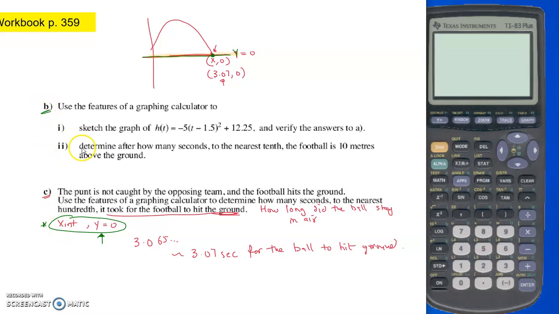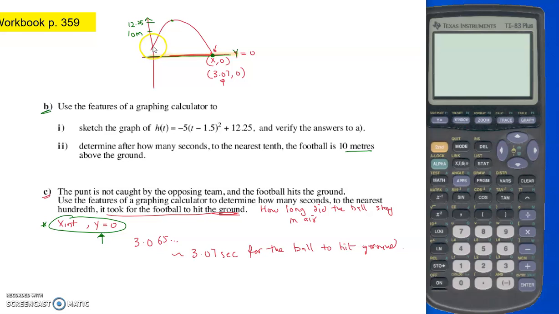In this part B over here, they're asking us to determine after how many seconds, to the nearest tenth, the football is 10 meters above the ground. So if this is the height that's going up, remember the highest point we know is about 12.25. We found our maximum height. What they're wondering is when does the ball reach the height of about 10 meters?